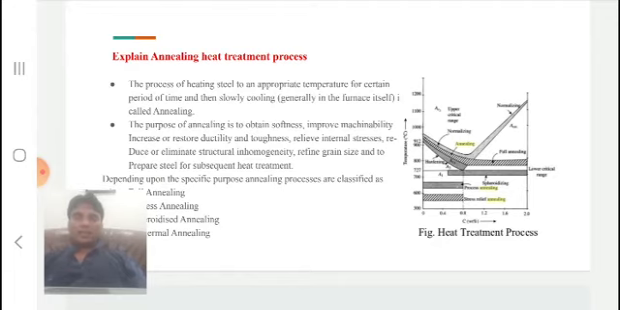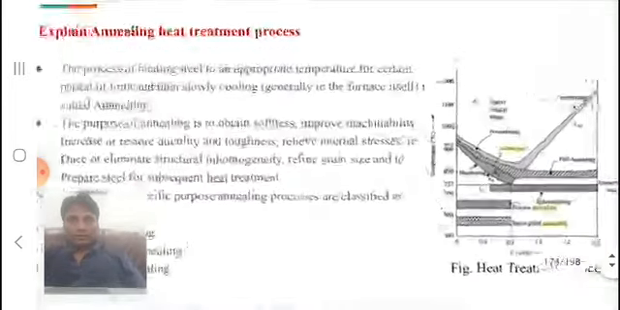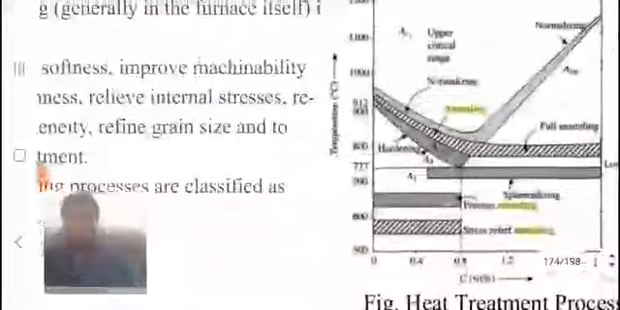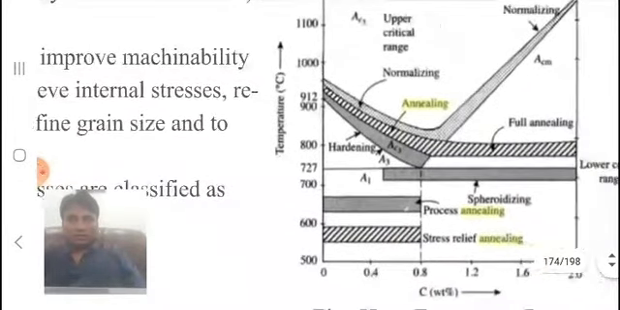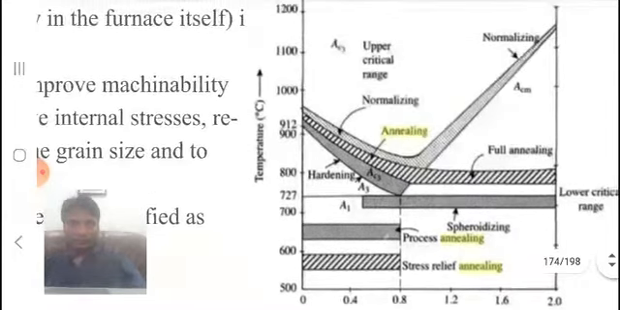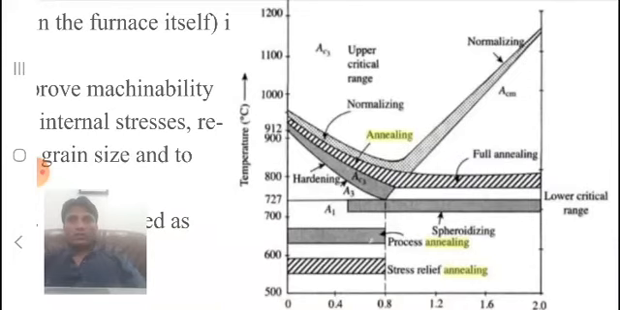But again, annealing itself is broadly divided into four categories. One is full annealing, and the other is process annealing or subcritical annealing. We can see what is process annealing, what is stress relief annealing, and full annealing for hypereutectoid steels. This one diagram itself gives so much information about the four types of annealing processes.